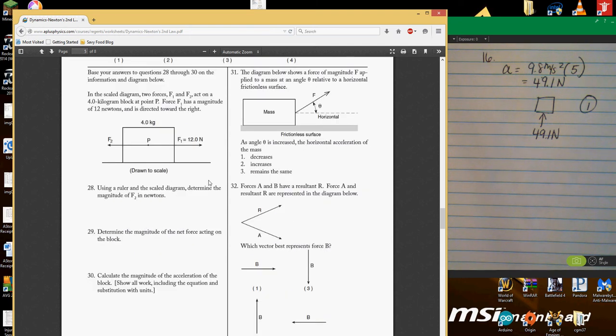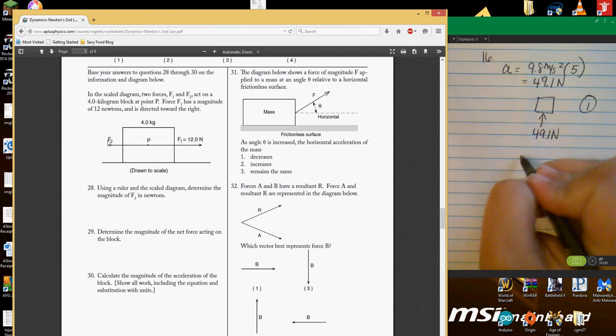Question 28 says that we have a scale diagram, so you will need a ruler for this. Using a ruler in a scale diagram, determine the magnitude of F2 in newtons. So I'm going to measure the magnitude of this first and develop a scale. You should have about 1.7 centimeters, which is equal to 12 newtons. Then I measure this side over here, and this is about 0.9 centimeters long. So that means we have 0.9 centimeters. You want to make sure that you divide that by the 1.7 that you had.